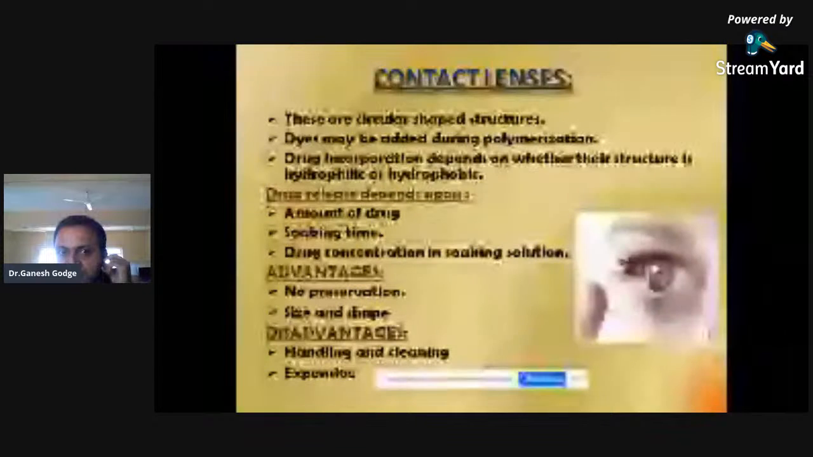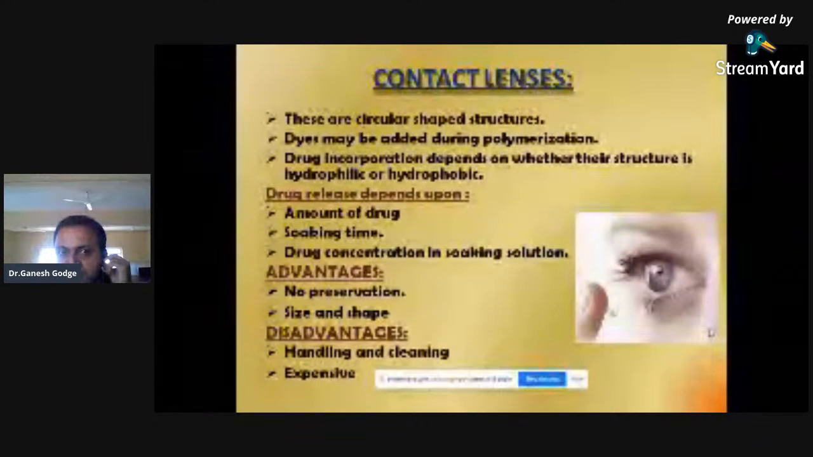In the case of contact lenses, these are circular-shaped structures. Dyes may be added during polymerization, and drug incorporation depends on whether their structure is hydrophilic or hydrophobic in nature. Advantages of contact lenses: no preservation is required, and various sizes and shapes are available. Disadvantages: handling and cleaning is quite troublesome, and they are an expensive mode of treatment.